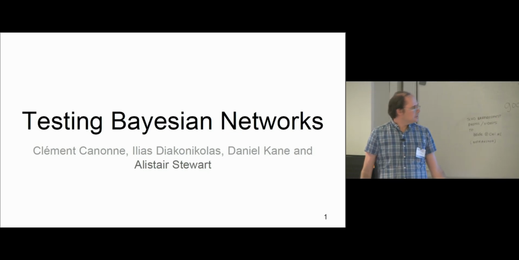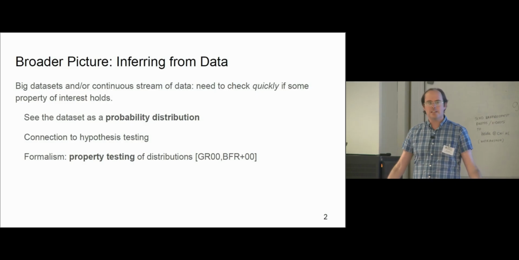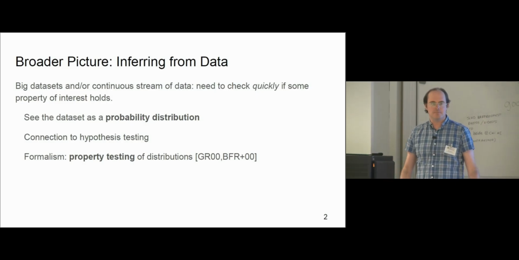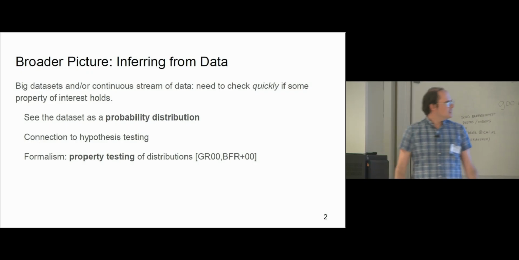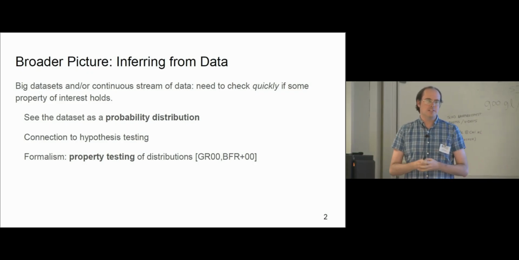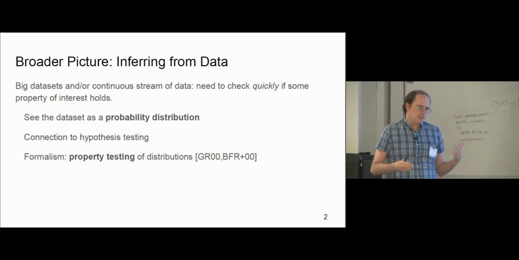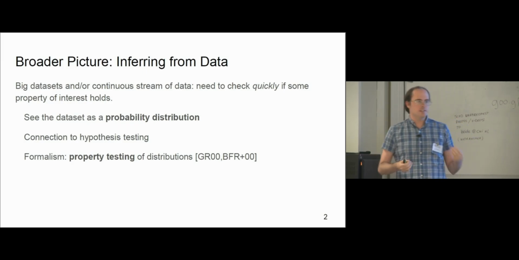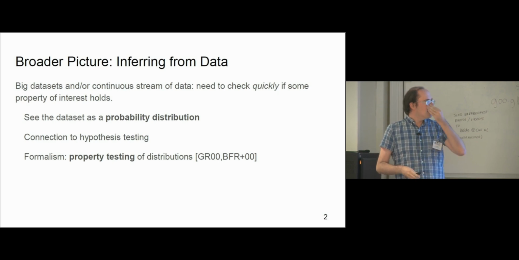So the setup is we have some high-dimensional data set, and we want to know if the data satisfies some property. Then we're going to consider the data as coming from some probability distribution. Formally, we want to decide whether this probability distribution has a certain property or whether it's far from any distribution that has that property, because if it's close, we can't really tell.